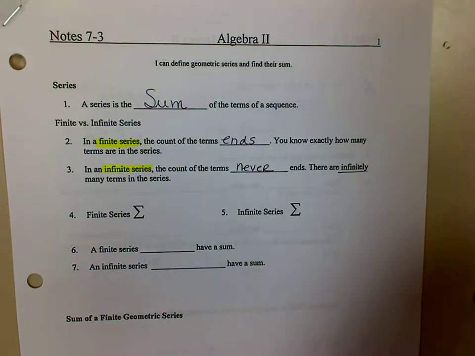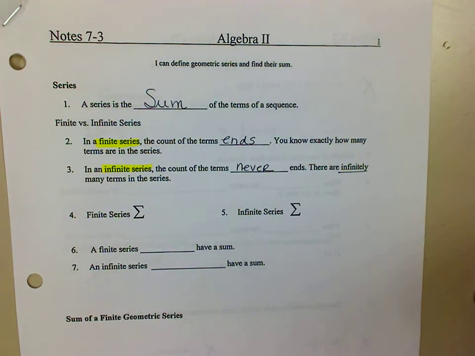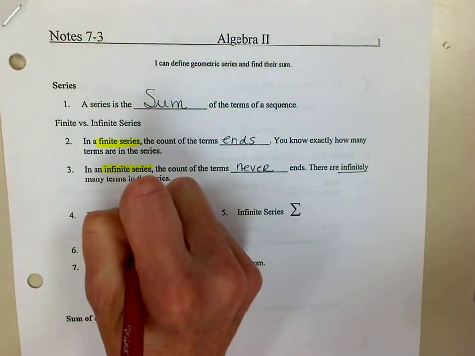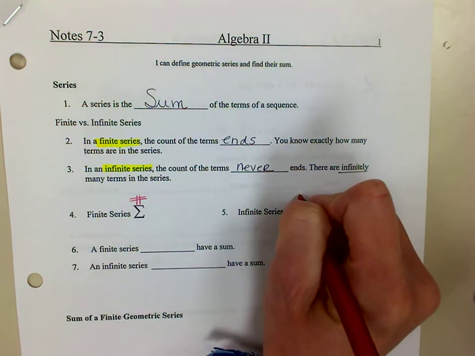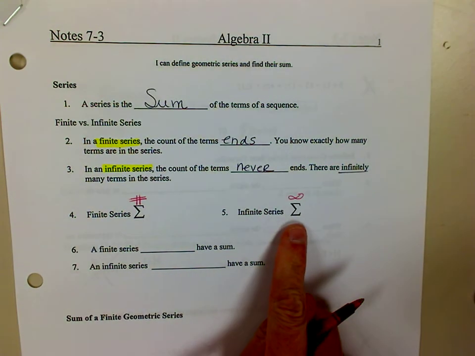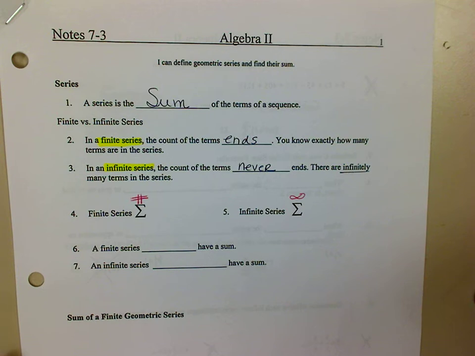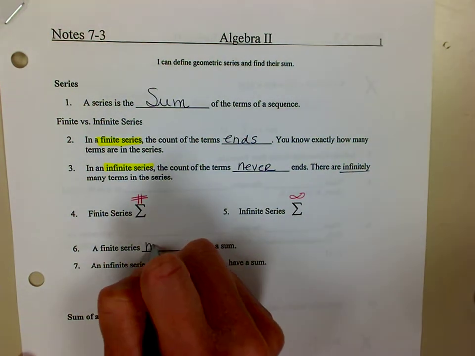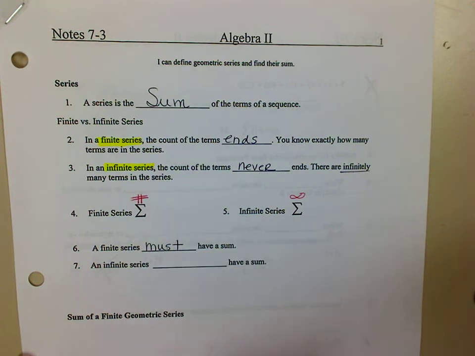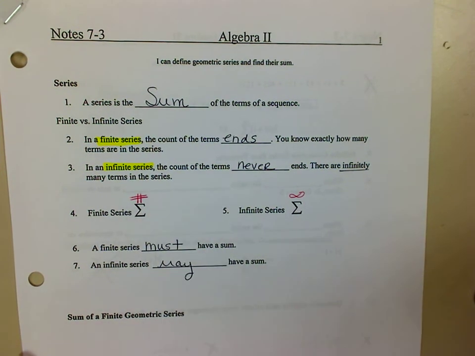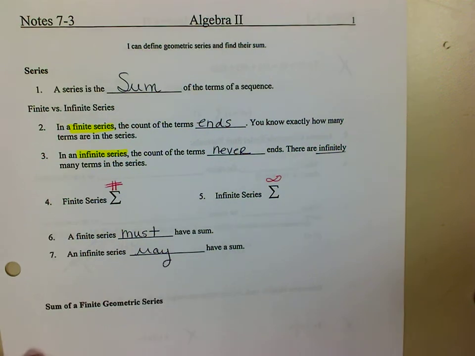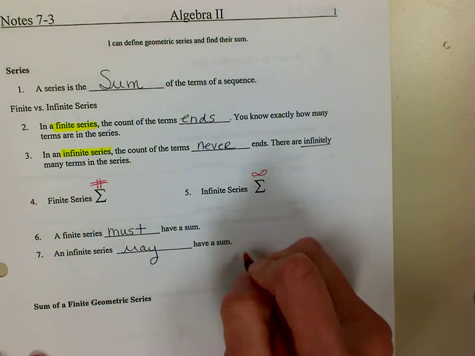Here's how you can tell the difference between the two if you're given a problem. If you have an actual number at the top, that means it's a finite series. If you have an infinity symbol, then it's an infinite series. And just to clarify, a finite series must have a sum. An infinite series may have a sum. It depends. And here's how you're going to tell.